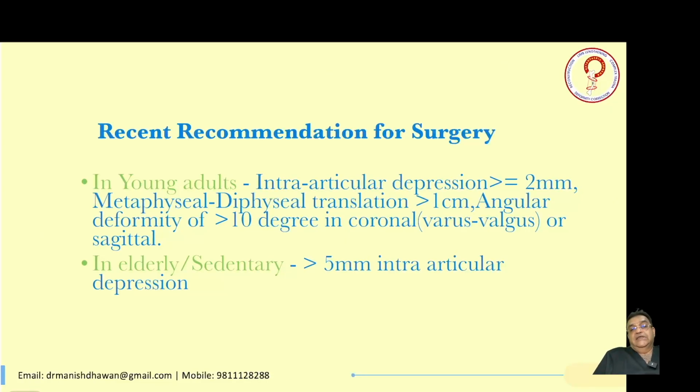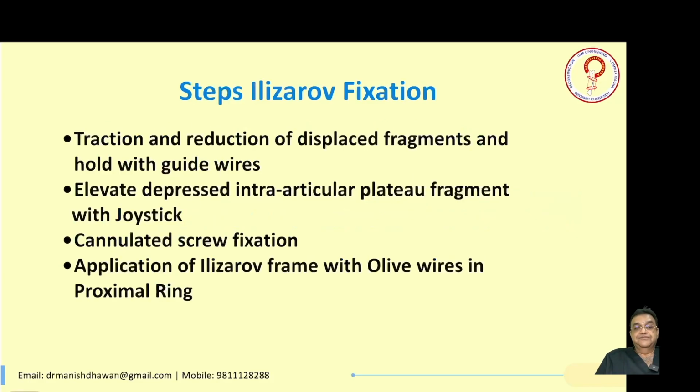Now what are the recent recommendations for surgery? In young adults, intra-articular depression greater than or equal to 2 mm, metaphyseal or diaphyseal translation greater than 1 cm, angular deformity of greater than 10 degrees in the coronal, varus valgus or sagittal plane, and in elderly, greater than 5 mm intra-articular depression is considered for surgery. Our tolerance for surgery is less in young adults because they have an active life, so we have to perfectly reduce them and then fix it.